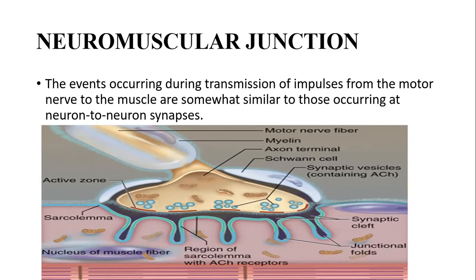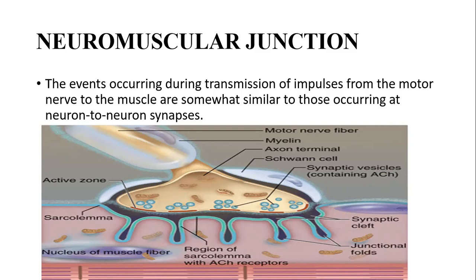That's what we are going to be looking at. I'm sure this video will be very short. It can even be less than 10 minutes, or maybe at most less than 15. Okay, yeah. The events occurring during transmission of impulses from the motor nerve to the muscle are somewhat similar to those occurring at neuron-to-neuron synapses.